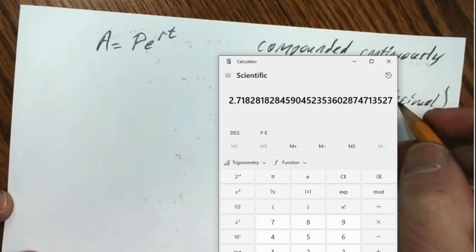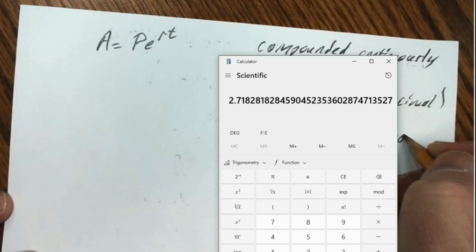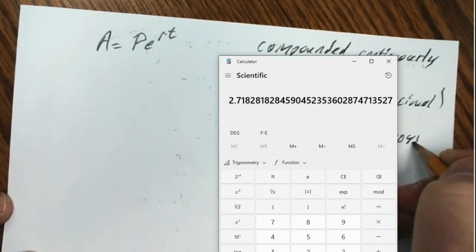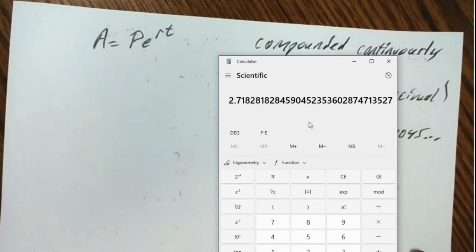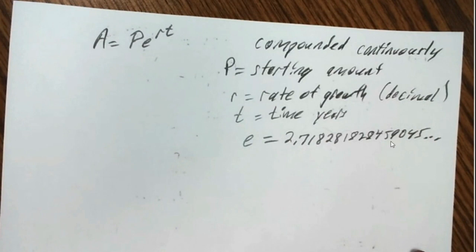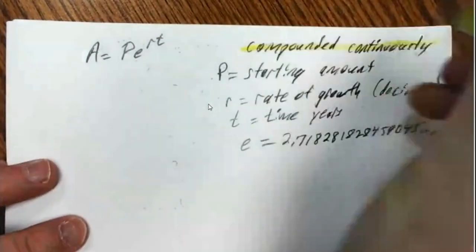And then 459045. It goes on and on and on. It's like pi, it doesn't end. E is a number. So to compound continuously, we use this formula.